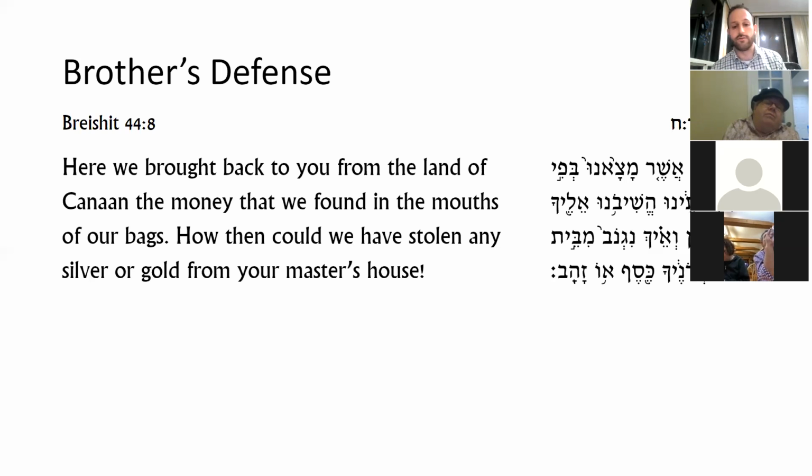Yosef also tests them again as they leave the second time. Not only does he put money in their sacks, he also puts in his prized goblet. Now as they are running away, as they're heading on home, he intentionally sends somebody to chase after them and say, hey, do you happen to have my goblet? And what's the response? This is their indignant response after being asked, so did you steal it or not?